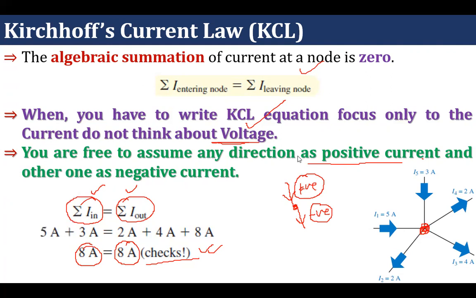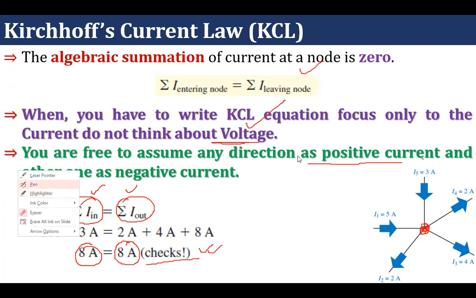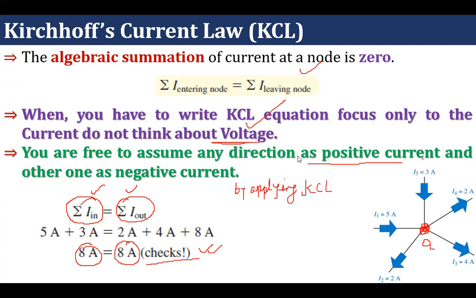How will we write the KCL equation directly? We are going to apply KCL at this node. Let me say the node name is A. So by applying KCL at node A, I am going to assume incoming current to the node will be positive, and current which is going out of the node will be negative.